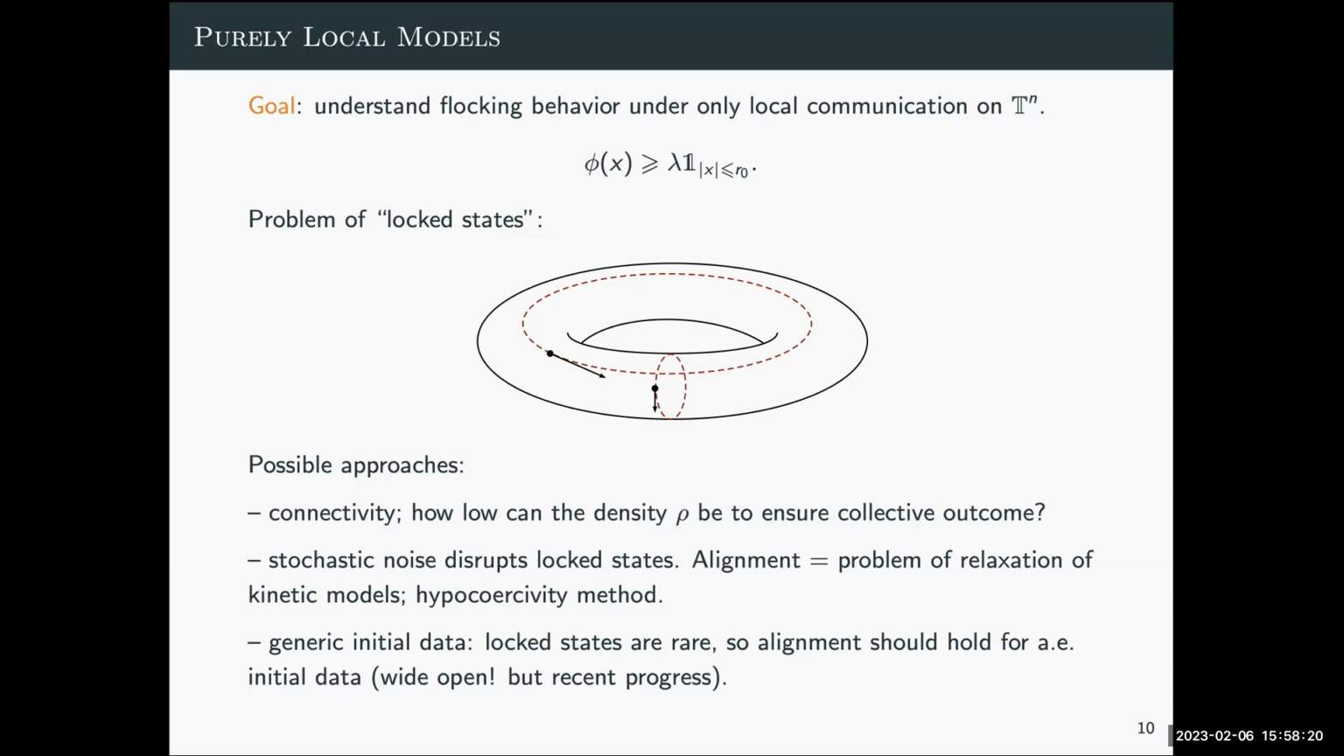And the largely unexplored area here is the generic initial data. So in the completely deterministic discrete case, can we say that for almost every data, this does not happen? So almost every initial data will result in the aligned state. It's very wide open, so it's called the generic alignment conjecture. It's wide open, but it has recently been settled for the number of agents equal to 2. I'm not ready to talk about it in detail, but there is already some progress in it.